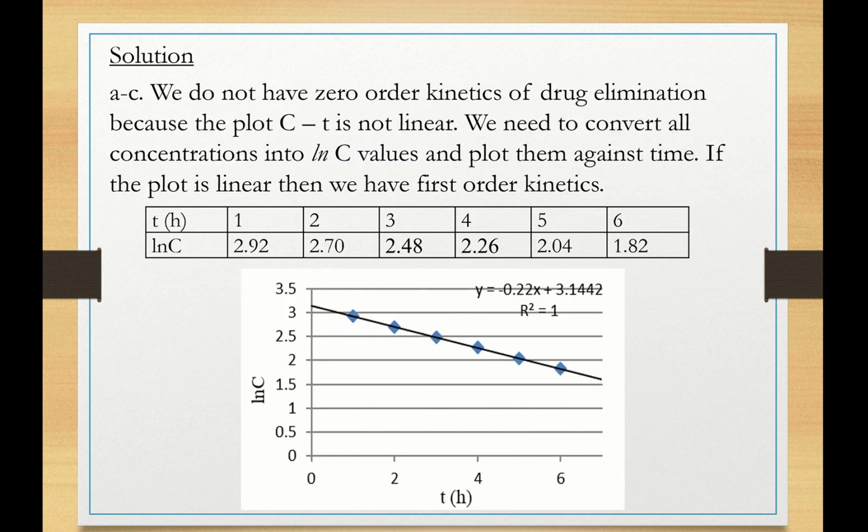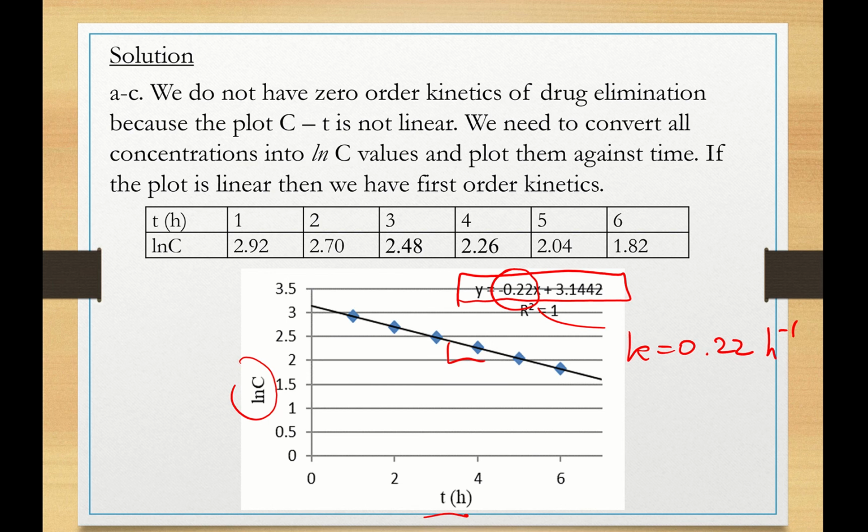Exactly what I did over there, and when I plotted this data, so ln C now versus time, we got a perfect line, and this is the best fit equation. Now we know that our K is the slope, so therefore the K is 0.22, and I have units of inverse hour.